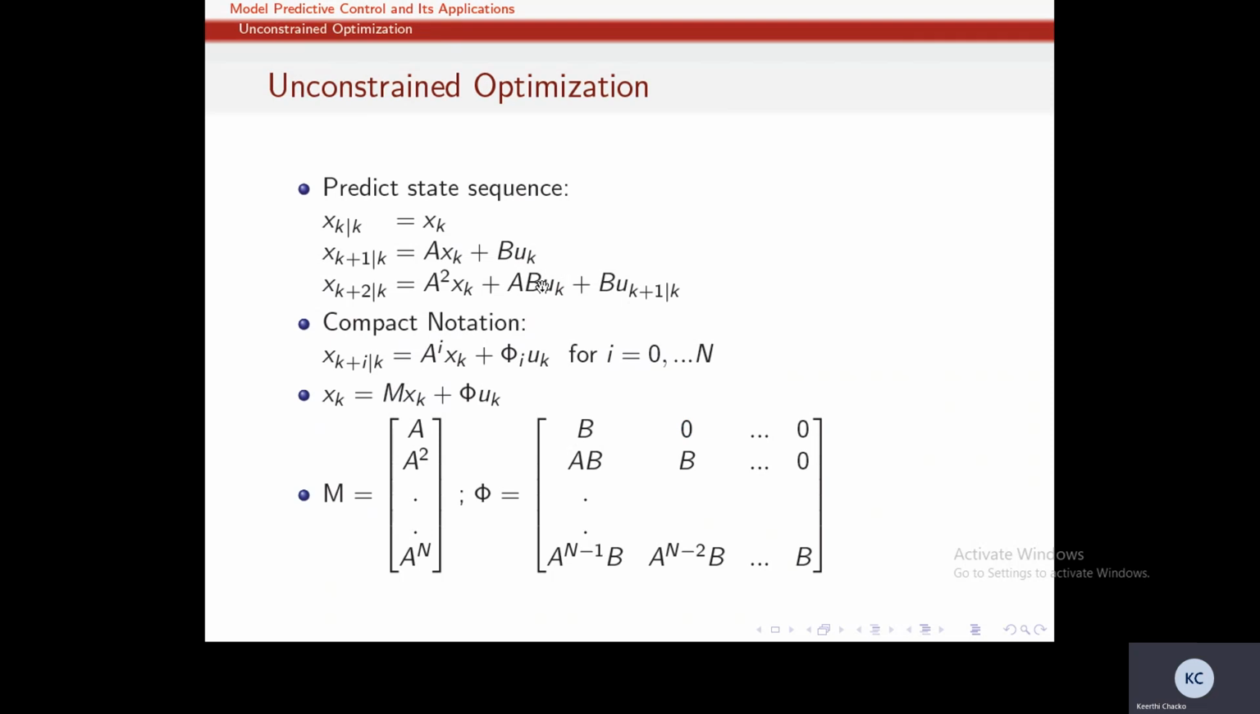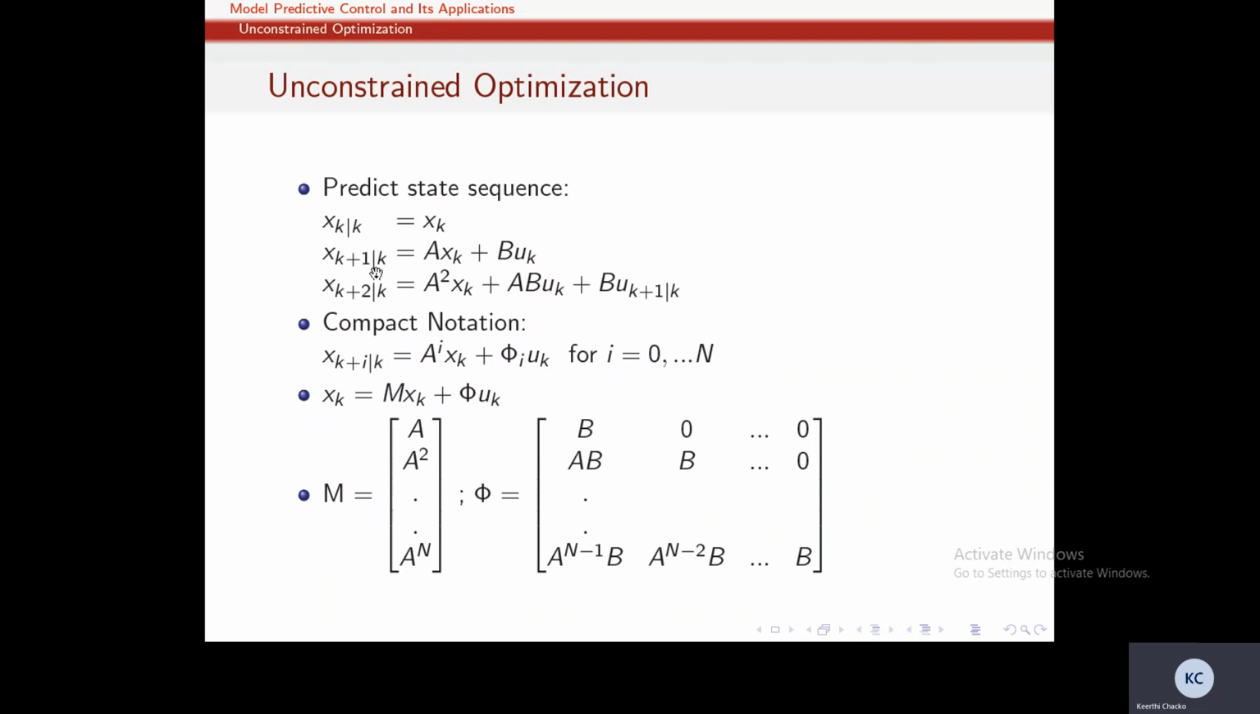Now we will begin with unconstrained optimization. The predicted state sequence is like this. The x(k|k) is nothing but the present state. x(k+1|k) is predicted by using our model, Ax(k) plus Bu(k). And x(k+2|k) is A x(k+1) plus Bu(k+1).